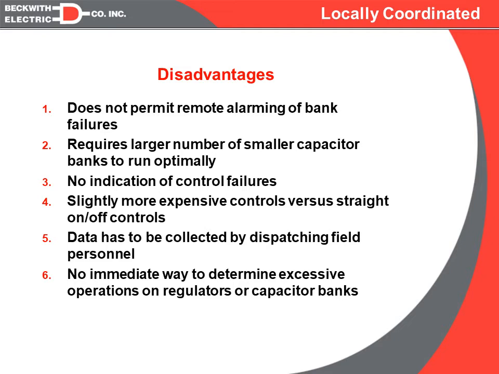Also, a voltage control is slightly more expensive than just an on-off type RTU that can be placed at the pole. If we do need to collect data, that data cannot be retrieved remotely. We're going to have to dispatch field personnel out to the site to get to it. And if for some reason the system is not coordinating properly and we're having excess operations on certain devices, that is not going to be seen until somebody goes out locally to upload some of the data and analyze it.